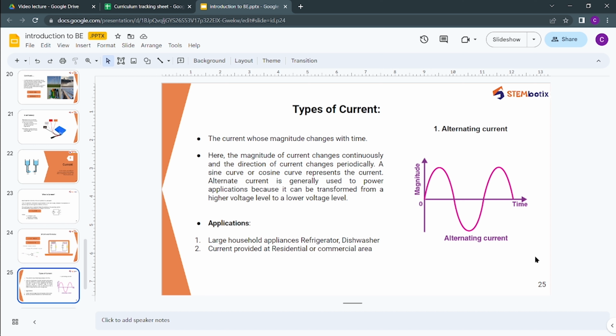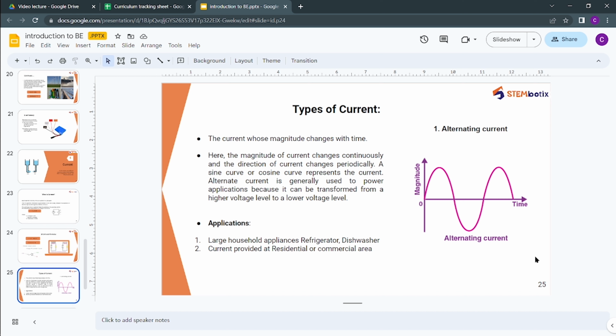Alternating current is generally used to power power applications because it can be transformed from a higher voltage to a lower voltage. As you can understand from its definition, it has a positive value, then it reaches zero, and then it goes negative. So alternating current has three magnitudes: positive, negative and zero. At a particular time it reaches zero, then it falls to the peak of negative, then again it rises, reaches zero, and then starts increasing in positive and reaches its maximum, and then the cycle goes on.